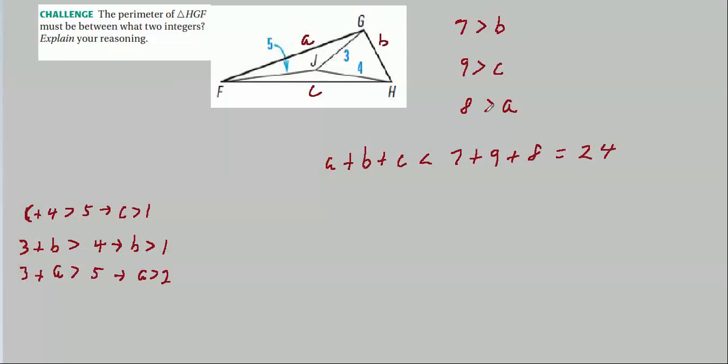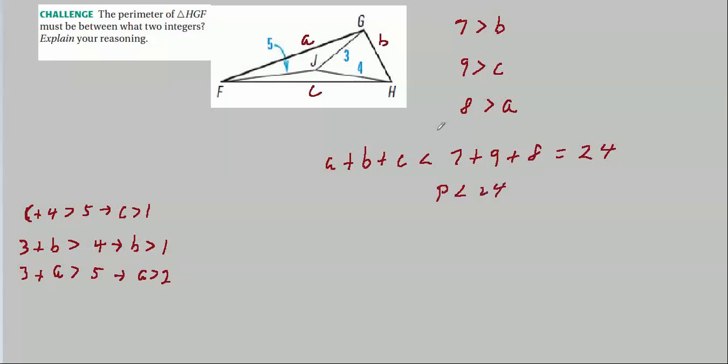I goofed. I multiplied 3 by 5 and got 15, of course. Which is the right answer, but that's not what we're supposed to be doing. I should be adding 5 and 3, and getting that A is less than 8. So the perimeter, that would be the sum of A, B, and C, has to be less than the sum of these 3 numbers, which is 24. So I should write it this way: perimeter is less than 24.